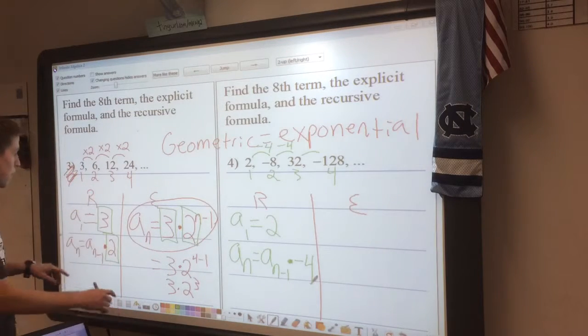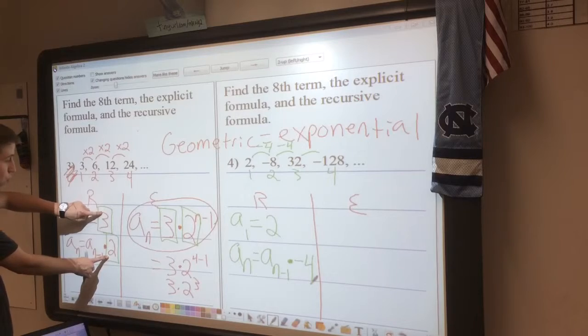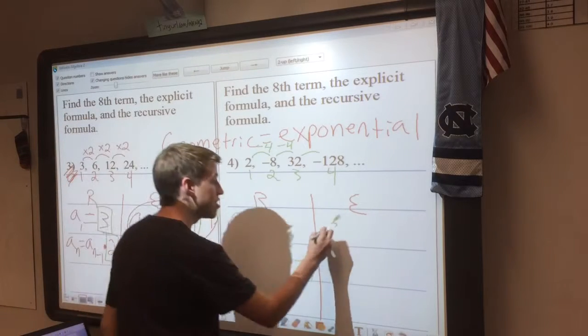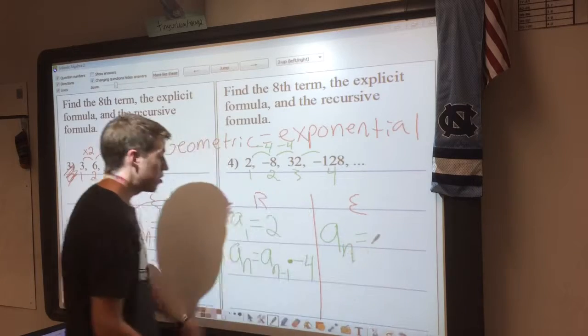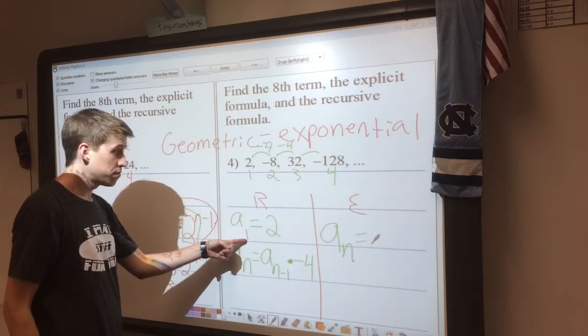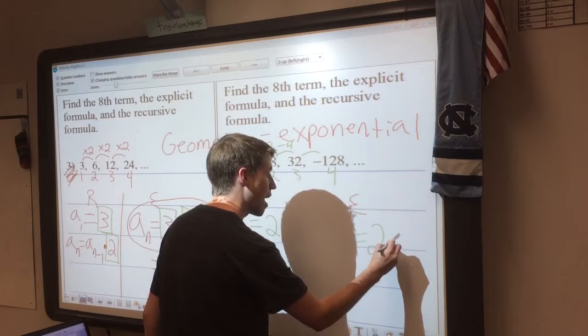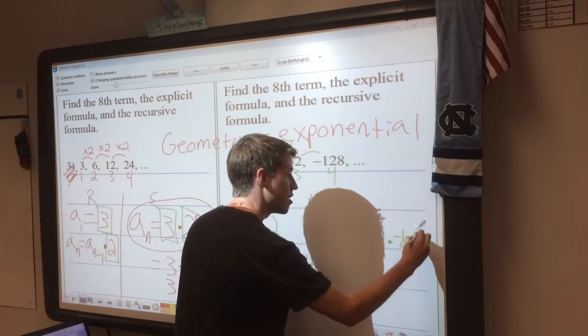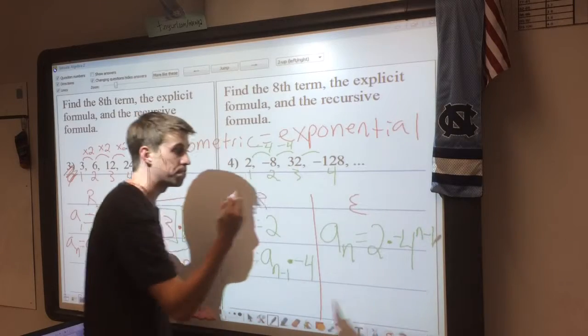Now, just like we talked about over here, if you have the recursive formula, you have everything you need for your explicit formula as well. A sub n will equal the starting value at 1 times your multiplier to the n minus 1.